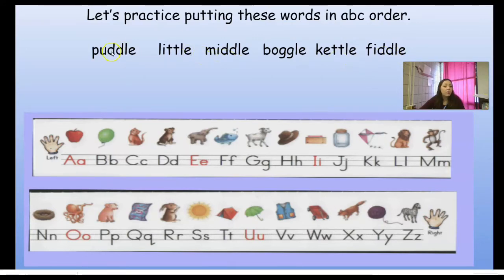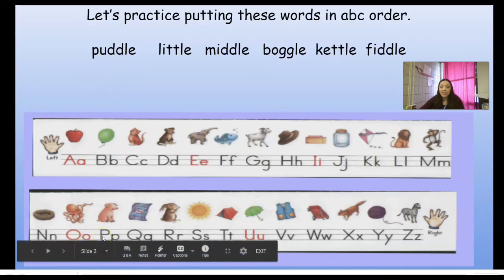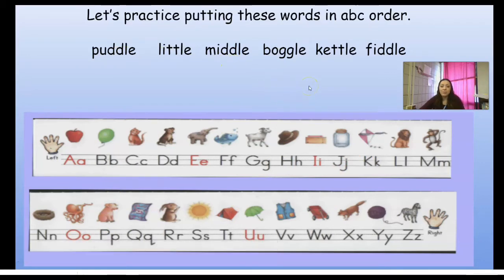And I only have one more, so it has to be last. And if I look, it starts with the letter P, which is way down here, and that's puddle. So that's how we put those words in ABC order.